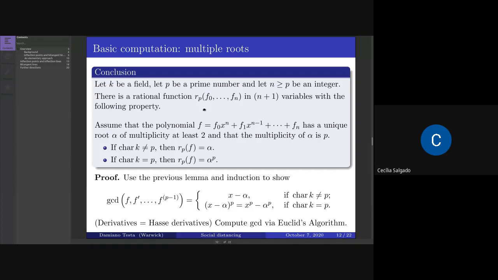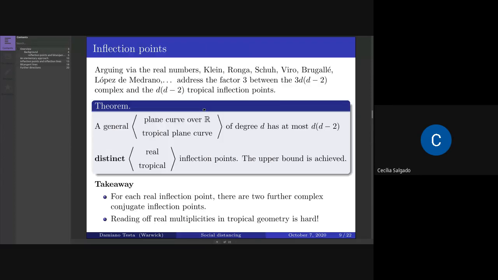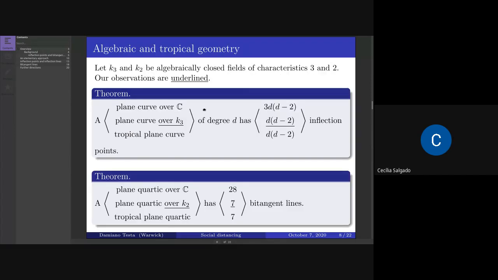It's about the 7 bitangent lines. Do they give you 7 points that you blow up to get a dP2 tropically? I mean, could you see it like that? These 7 bitangent lines give you some kind of a choice of 7 points in the plane that you can blow up?